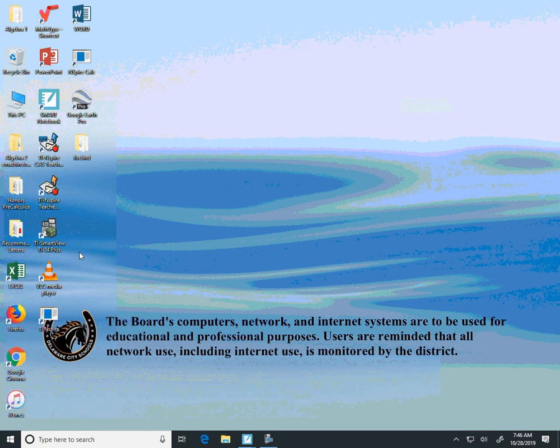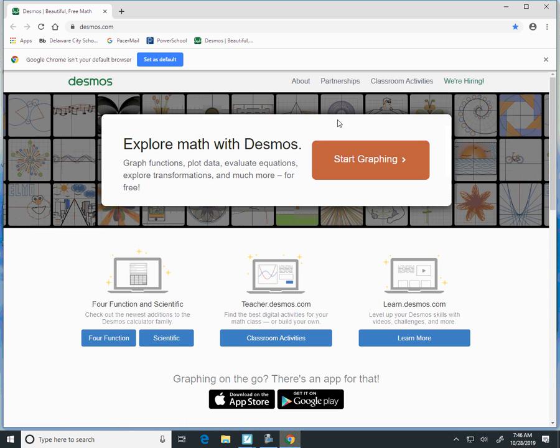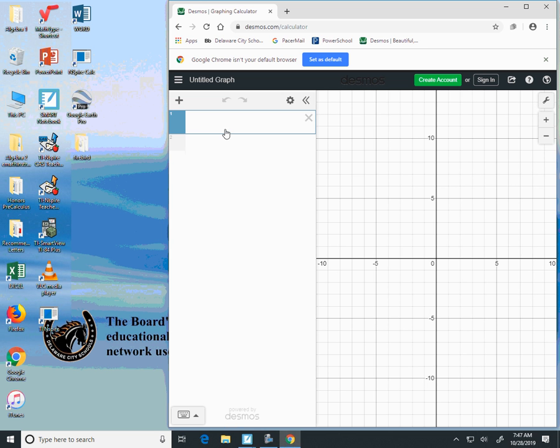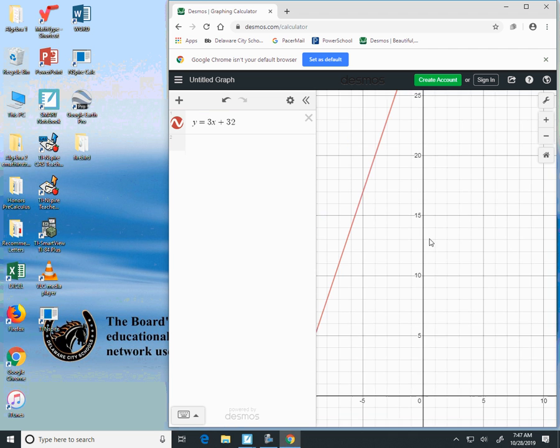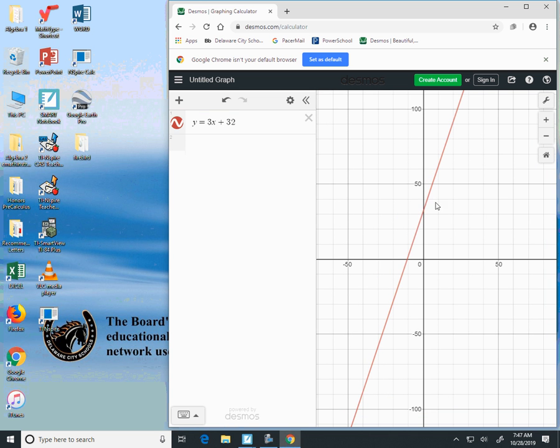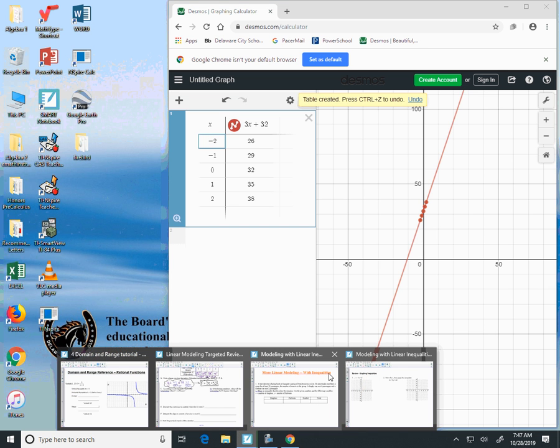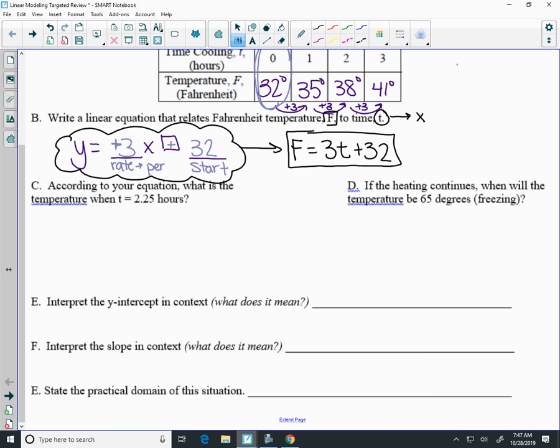All right, I'm going to pull up Desmos, and we're going to put that equation in. So our equation was y equals 3x plus 32. And again, you've got to zoom out a little bit. And our table is generally what is the most helpful here.